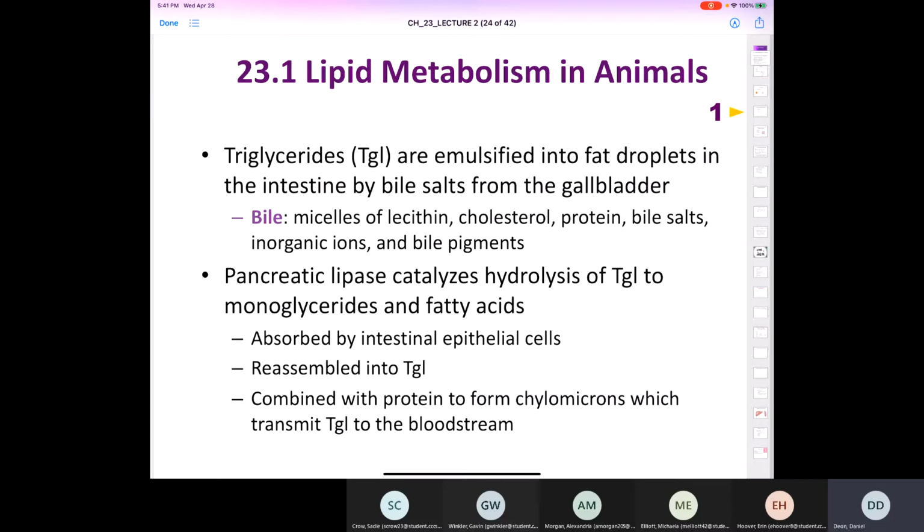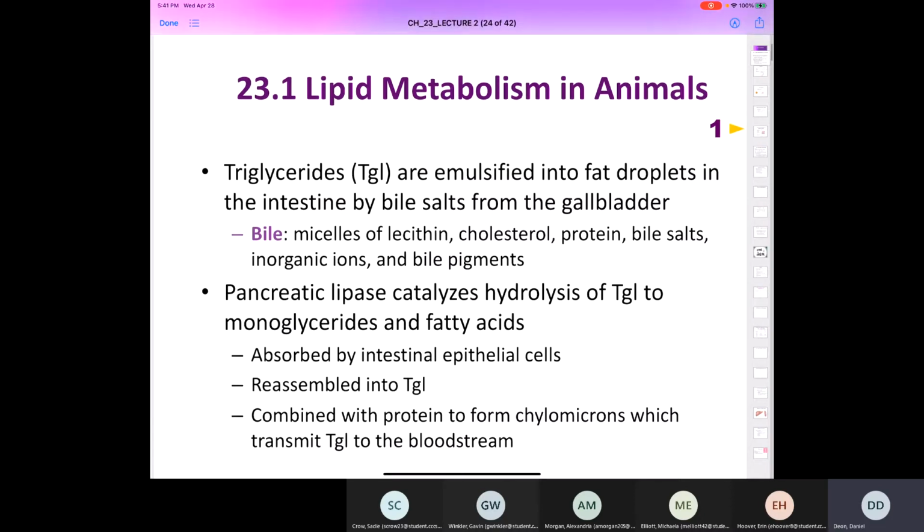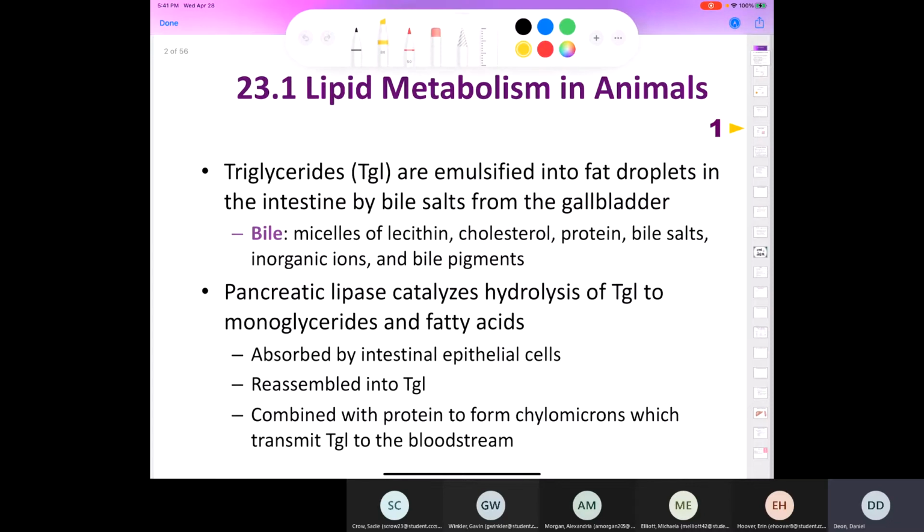So what happens when we consume fats? Well, fats are not digested in the mouth right away. We have to emulsify fat droplets. It says here that triglycerides taken in by fats are emulsified into tiny fat droplets in the intestine by bile salts from the gallbladder. So you have to understand the concept of hydrophobic and hydrophilic in order to understand how bile serves to emulsify or break apart fat droplets.